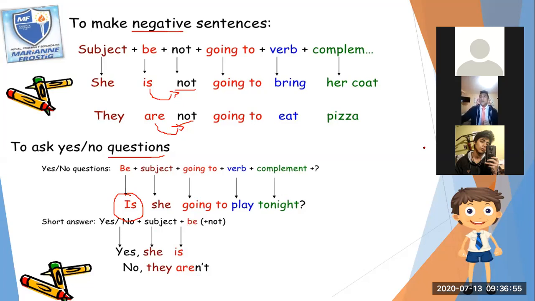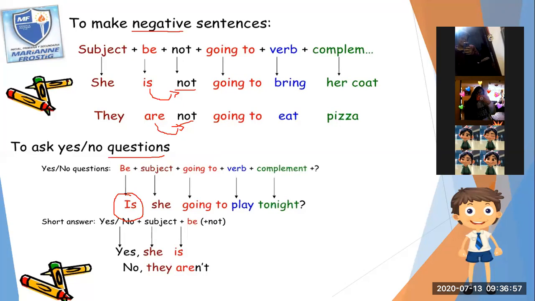Okay? So, volunteer, please, to help me to read example number 1. Okay, thank you, Bruno. She's not. 2.